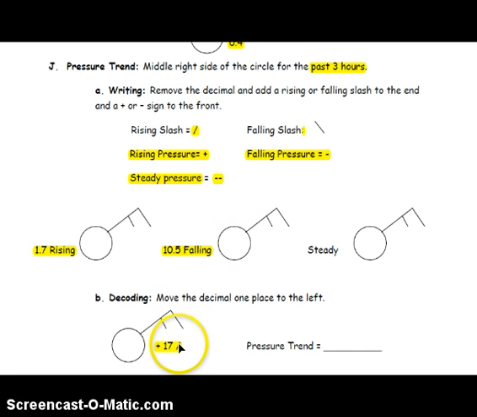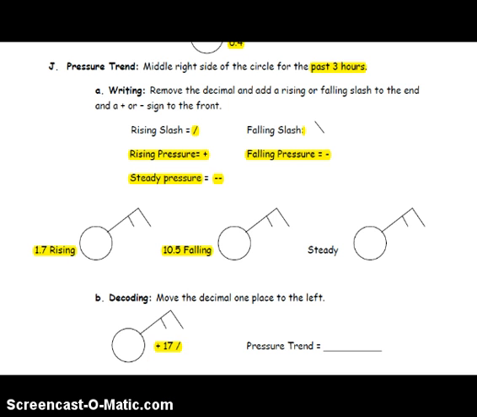Now, sometimes you'll have to decode, so they'll ask you by looking at the station model, what is the pressure trend, or how much has the pressure changed within those 3 hours? Anytime you see the plus sign, you're going to write rising, so we know this pressure is rising. It says 17, but remember, we took the decimal out from up here, so we have to put the decimal back in, so it's 1.7, and then rising is still the plus sign, so we don't have to write that twice. So the pressure trend for the past 3 hours for this one would be 1.7 millibars rising.